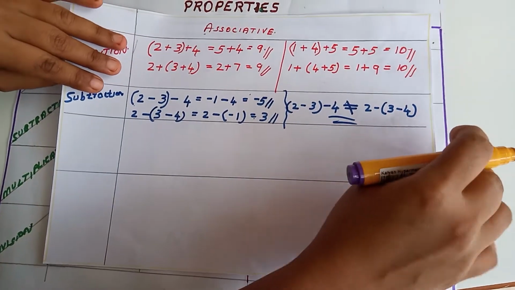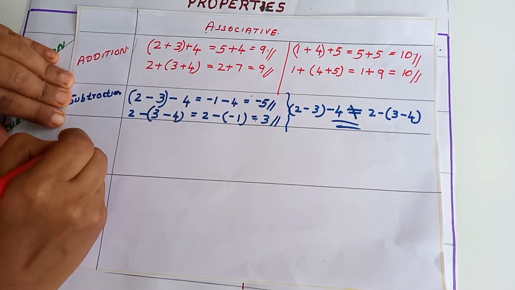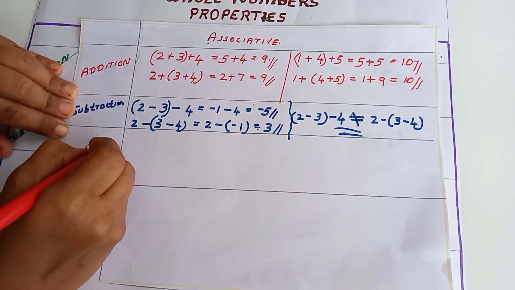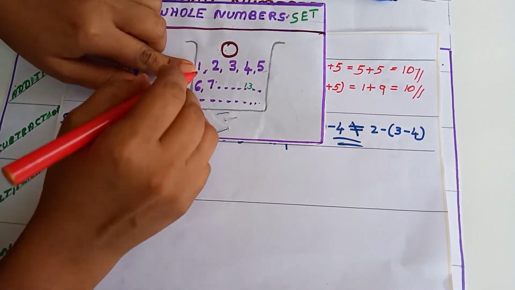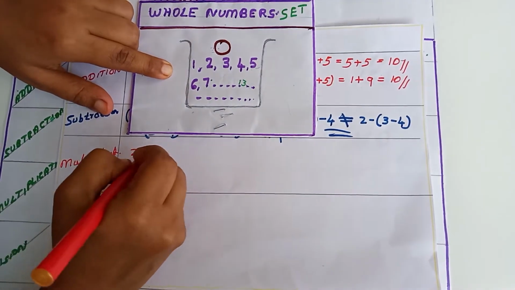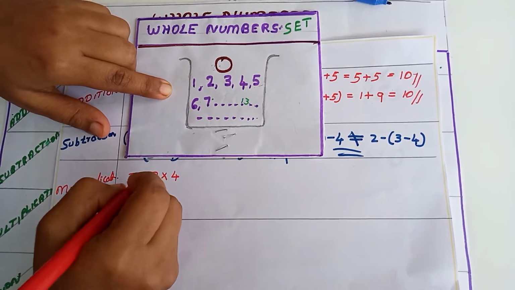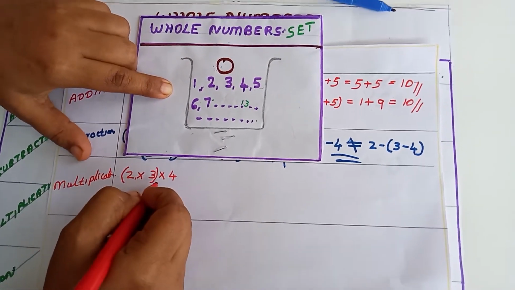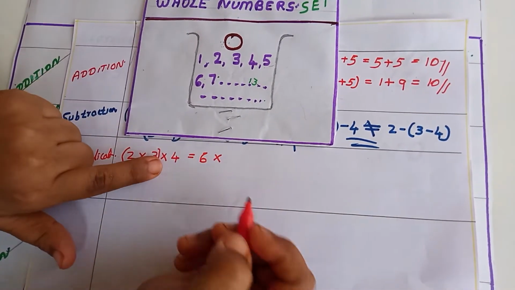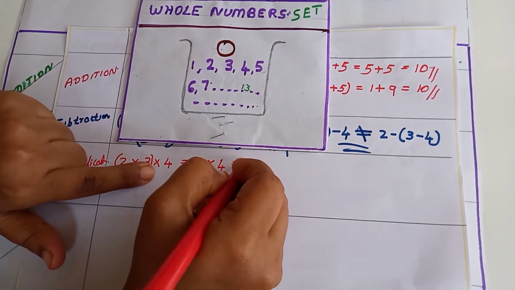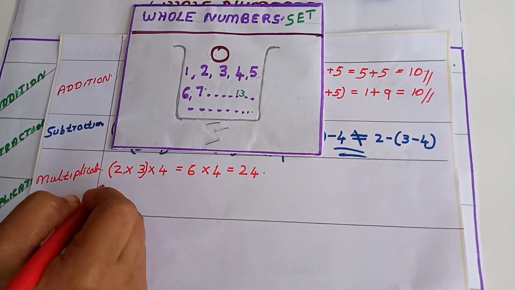Next we are going to do, what about multiplication? Okay. In the same way, I have to select 3 numbers from this whole number set, that is 2, 3 and 4. I am giving the calculation multiplication here, selecting the first 2 numbers and finding the answer as 6, into the remaining number 4. The answer is 24.